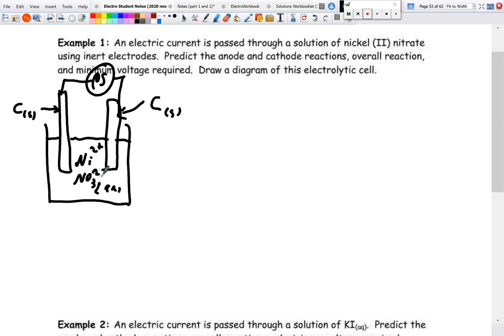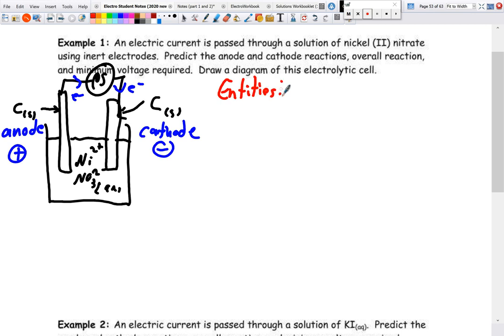Now, it doesn't really matter how we actually label our anode and cathode, because really there's nothing here to help say that, just for convention. Let's just have the electrons going this way. So this side is my anode, and this side is my cathode. All right, so anode we know in our electrolytic cells, because of the power source, is going to be positive, cathode is negative.